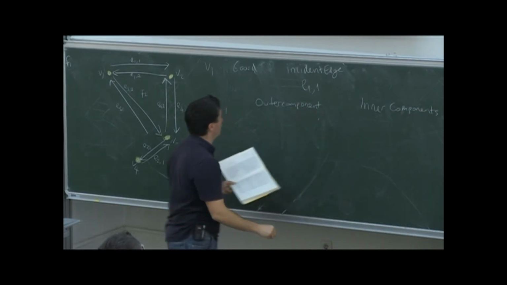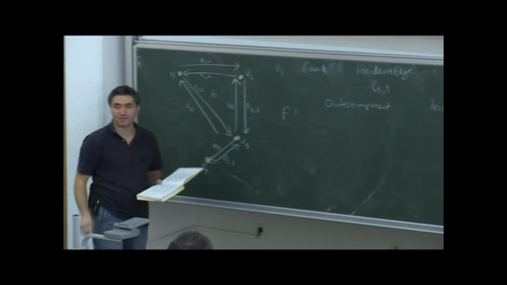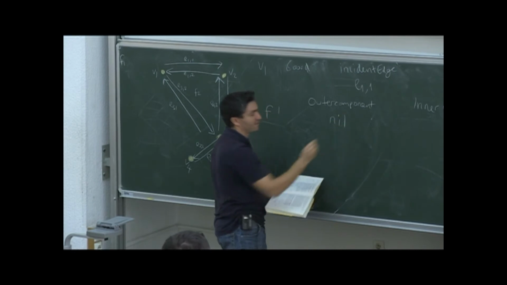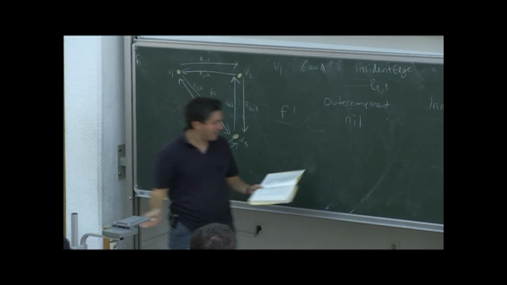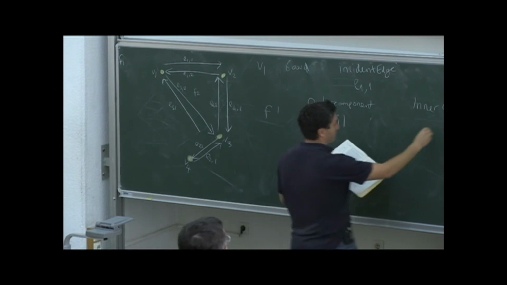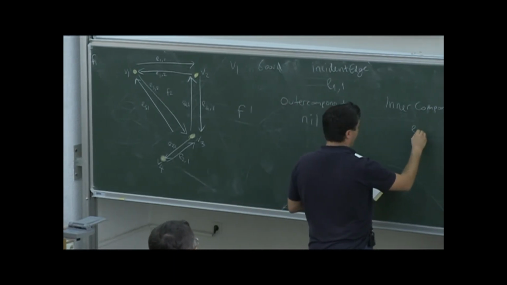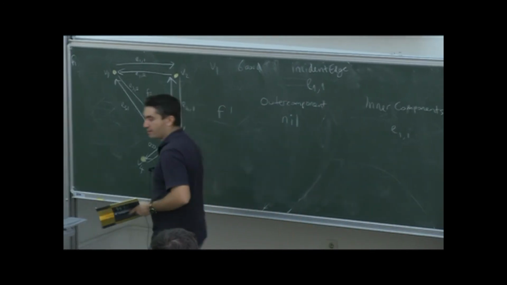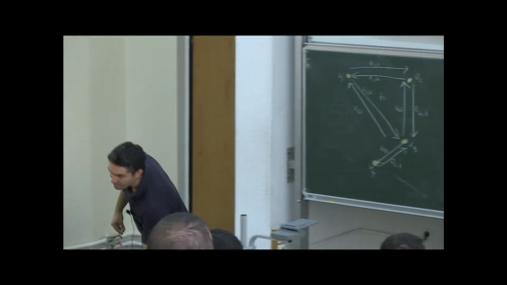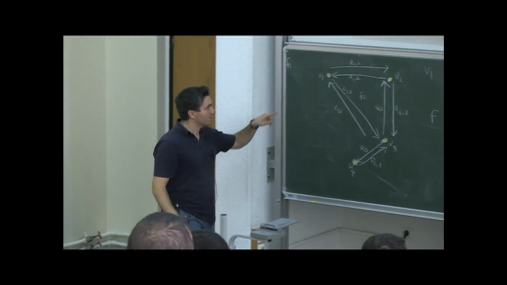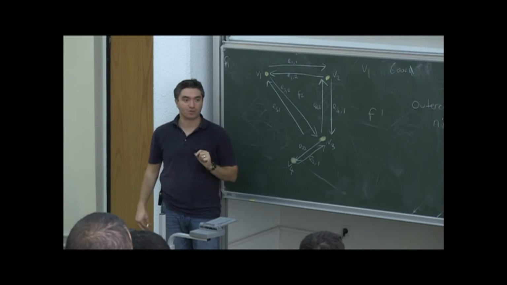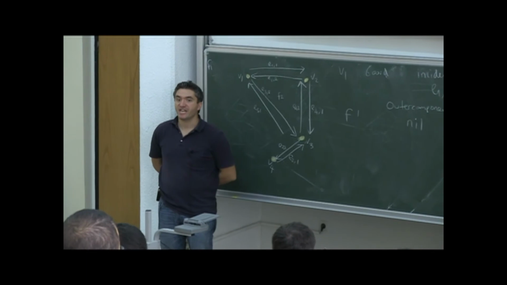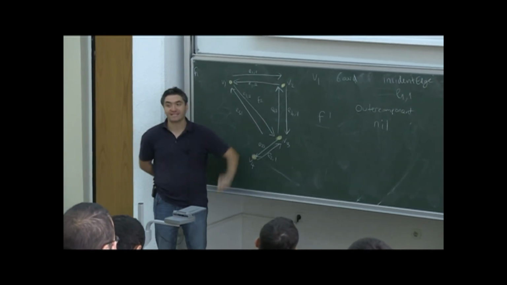Okay, so the outer component, the outer boundary of face F1 is nil. It doesn't have an outer boundary, and its inner component is going to be a pointer to an edge, which will help us to traverse this inner boundary in clockwise order. So E11 is an edge on the inner component of this face F1.